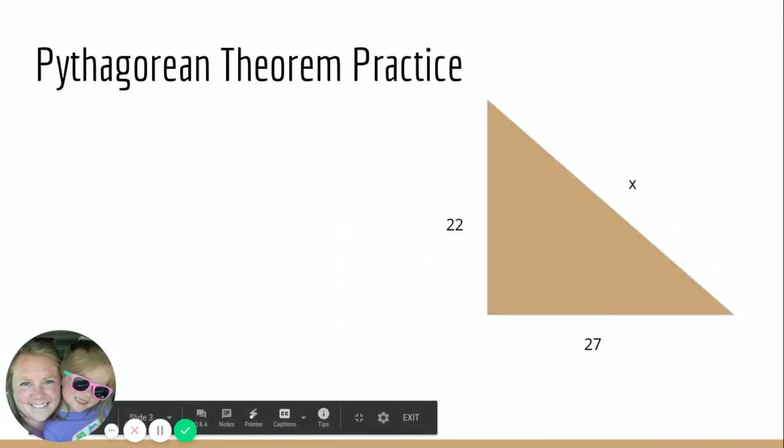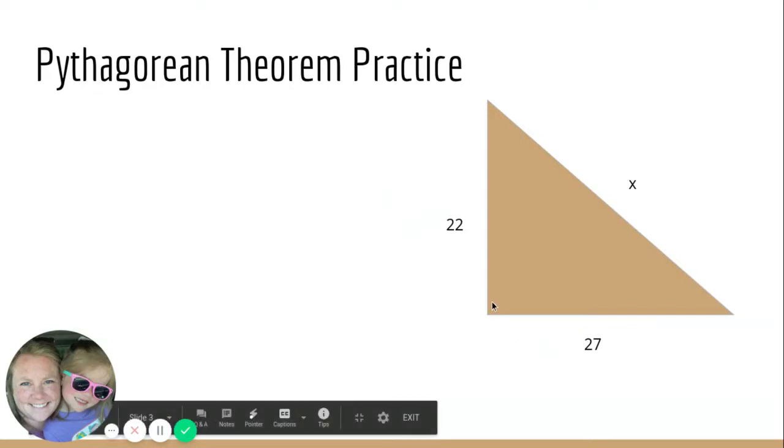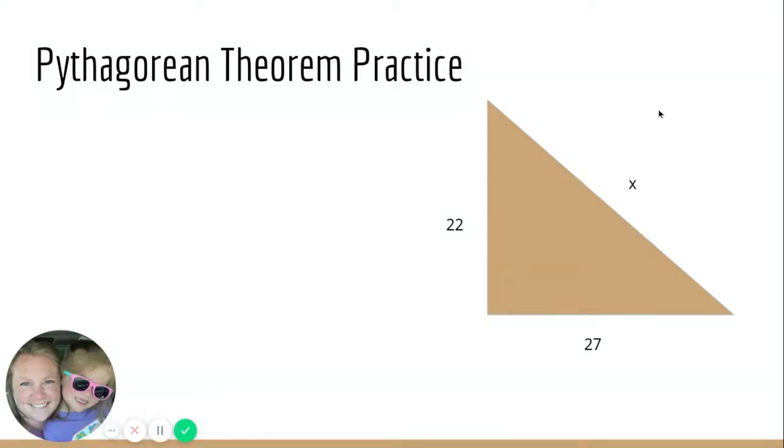All right, so we're going to practice a couple. Like I said, paper, pencil, if you want to write it down, pause the video anytime you need to. The right angle is right here. So the 22 and 27, those are both legs. That's going to be A and B. It doesn't matter which one you pick as A or which one you pick as B. They're interchangeable. And then right here, X, that's going to be the hypotenuse.